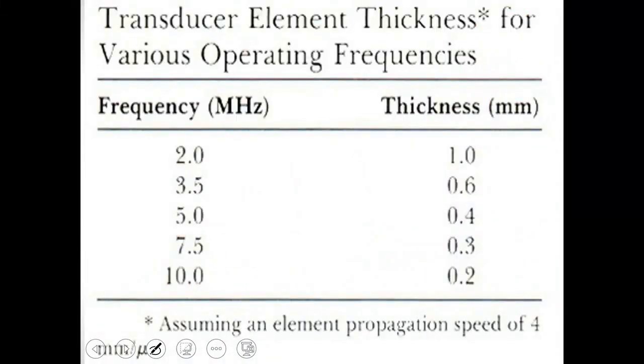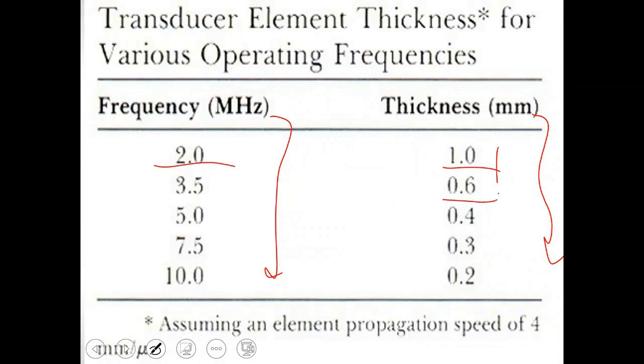Here is the thickness of the crystal, and here is the frequency. Notice here that when the thickness was 1 millimeter, the frequency produced was 2 megahertz. Now, as we decrease the thickness, the frequency keeps increasing. Therefore, the wavelength keeps decreasing. So, there is a direct proportionality between thickness and wavelength, and an inverse proportionality between frequency and thickness. Why do I say that again?